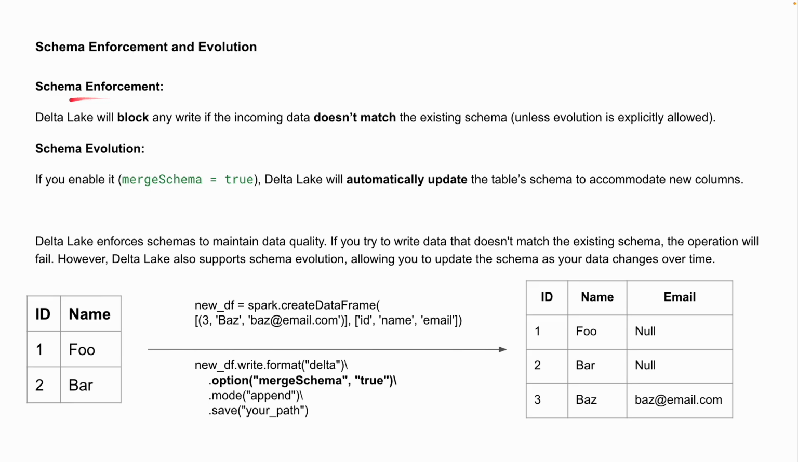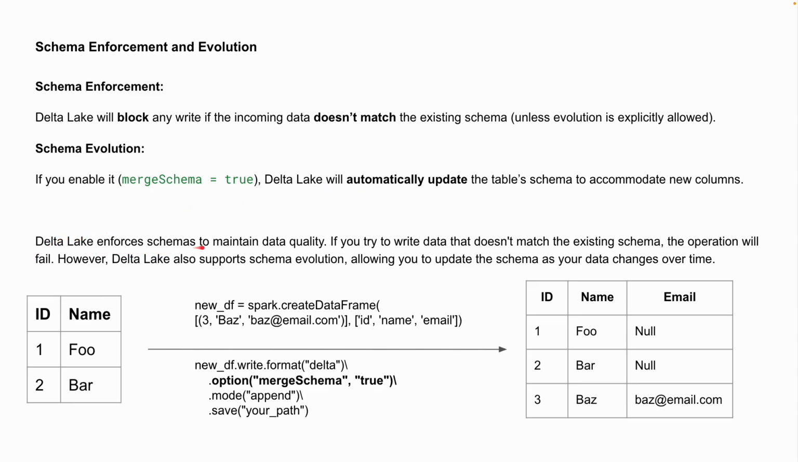Okay, so now let's read what we have written here. For schema enforcement, Delta Lake will block any write if the incoming data does not match the existing schema unless evolution is explicitly allowed. Schema evolution, if you enable it, like merge schema equal to true, Delta Lake will automatically update the table schema to accommodate new columns. Okay, that's what we discussed.